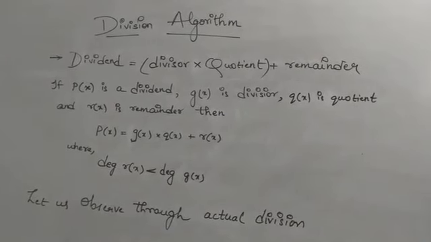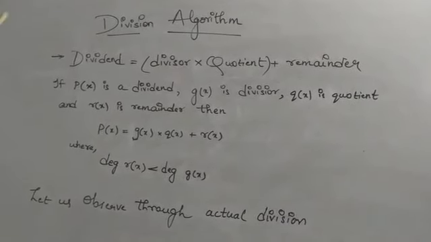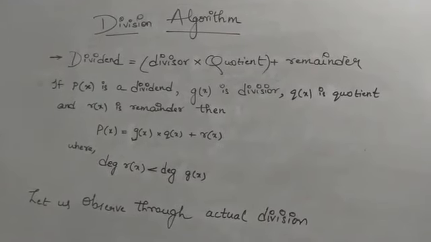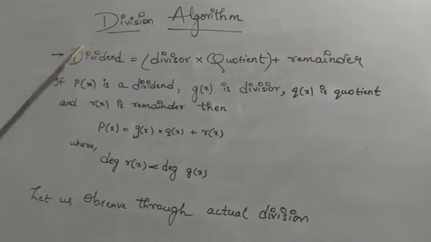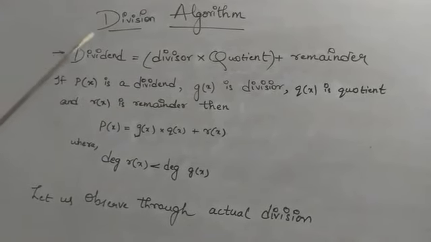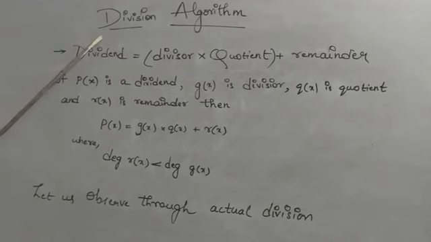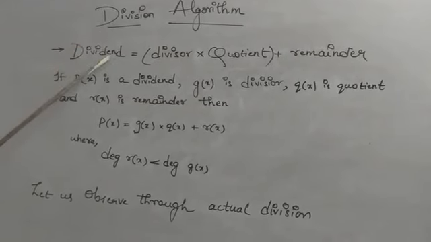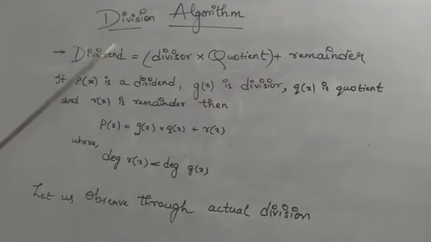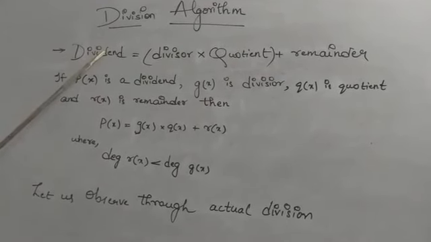Welcome to Math Quest. Today we will discuss the division algorithm of polynomials, the remainder theorem, the factor theorem, and factorization of polynomials. First of all, let us observe the division algorithm. We already know that for numbers, dividend is equal to divisor into quotient plus remainder. The same thing can be applied for polynomials also.